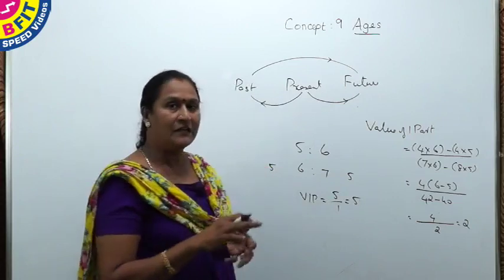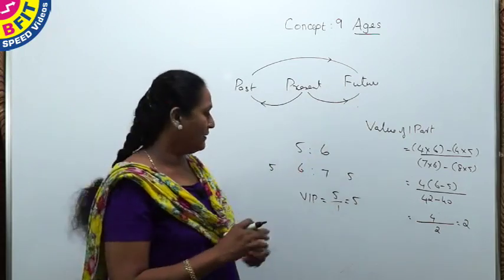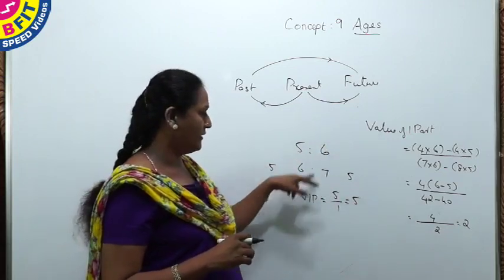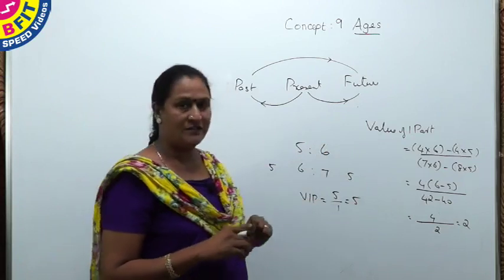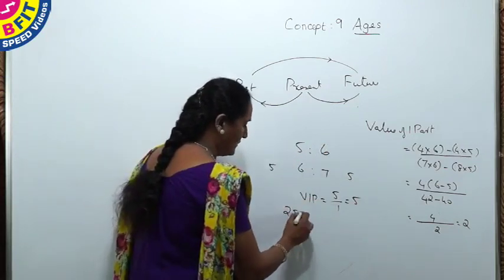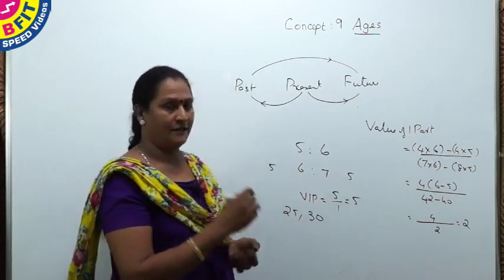So whenever the increase or decrease is the same, there is no need to do any working. Divide the number of years accordingly. So here it is increased by 1, the value of one part is 5 itself, and their present ages will be 5 into 5, 25, and 5 into 6, 30.